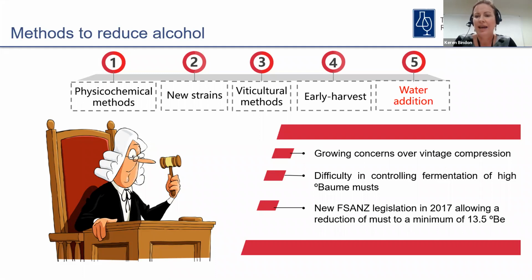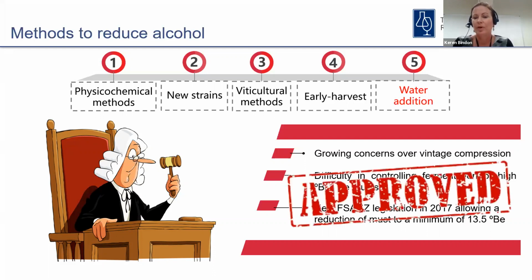But where we find ourselves today, and the reason for this seminar, is that due to this observed effect of vintage compression, there was an approval by FSANZ to actually allow the addition of water to must, but to a minimum, and it has to be done at the must stage before fermentation and to a minimum of 13.5 Baume. But this was done in recognition of the difficulty in controlling fermentation or stuck fermentations. And so the goal of this legislation is to allow for those fermentations to progress better, not necessarily to deal with the other end of the story, which is higher alcohol.